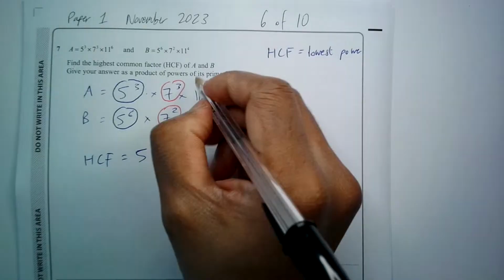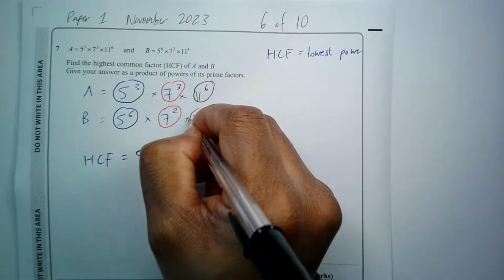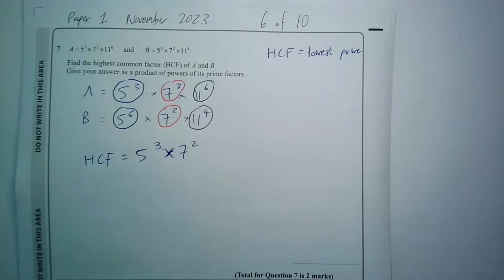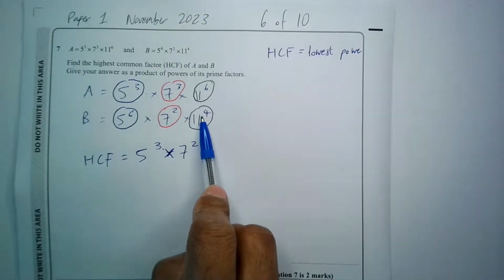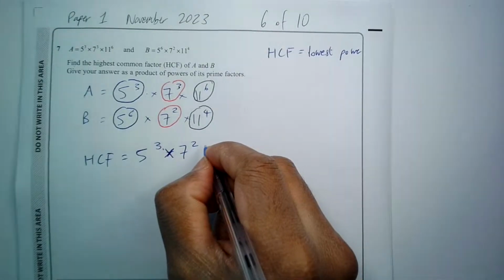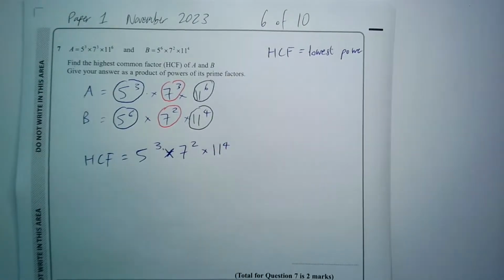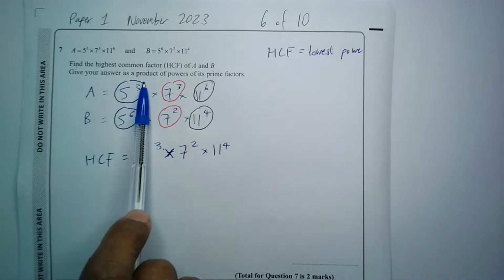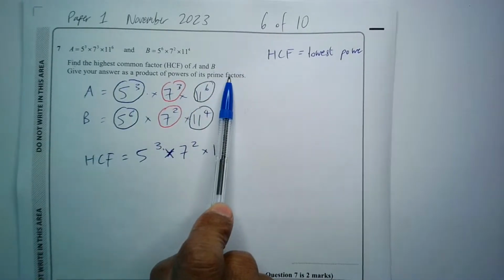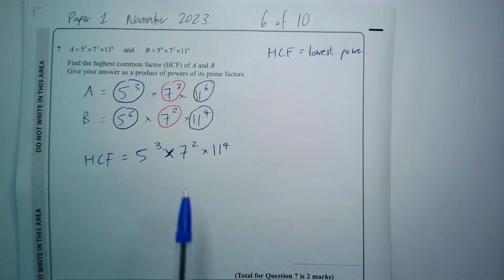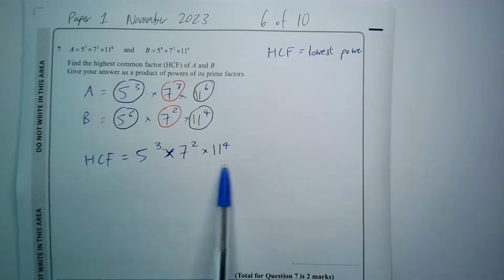And then my last one, 11 to the power 6, 11 to the power 4. Which one is my lower power? It's 11 to the power 4. So times by 11 to the power 4. And that is it. That's my answer. And I'll double check. Give your answer as a product of powers of its prime factors. So my prime numbers, you've got these here. These are all prime numbers, 5, 7, 11.